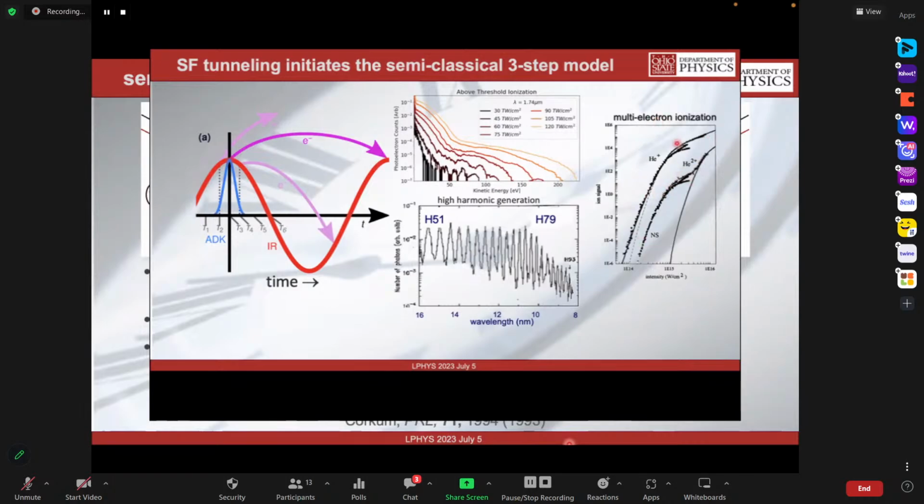And here you see the experiment that was actually done by Barry Walker, who's online, where he studied very carefully the non-sequential double ionization in helium. And of course, the mechanism here is due essentially to e-2e scattering, inelastic scattering.